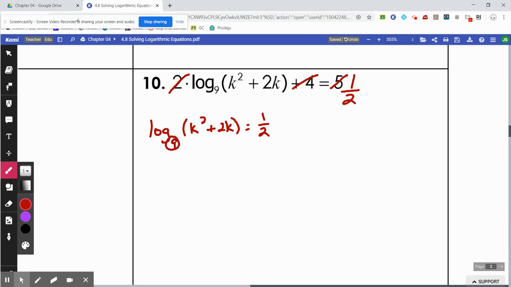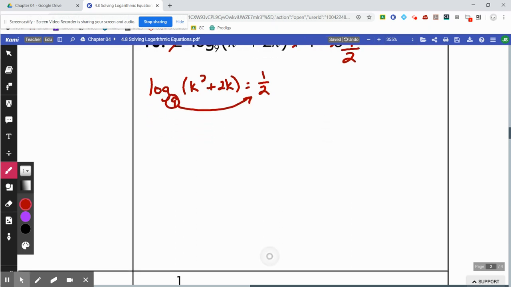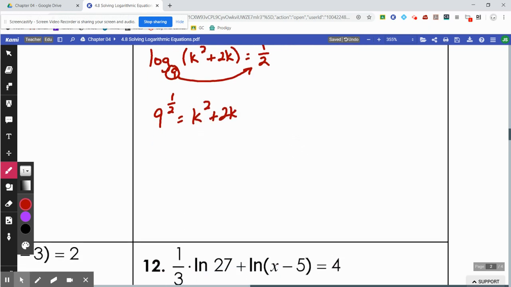Now let's rewrite it. The base raised to the number on the other side, that'd be 9 to the 1/2 power is equal to k squared plus 2k. 9 to the 1/2 power. Again, the bottom number is a radical, top number is an exponent, so that's the square root of 9 to the 1st, or just 3.